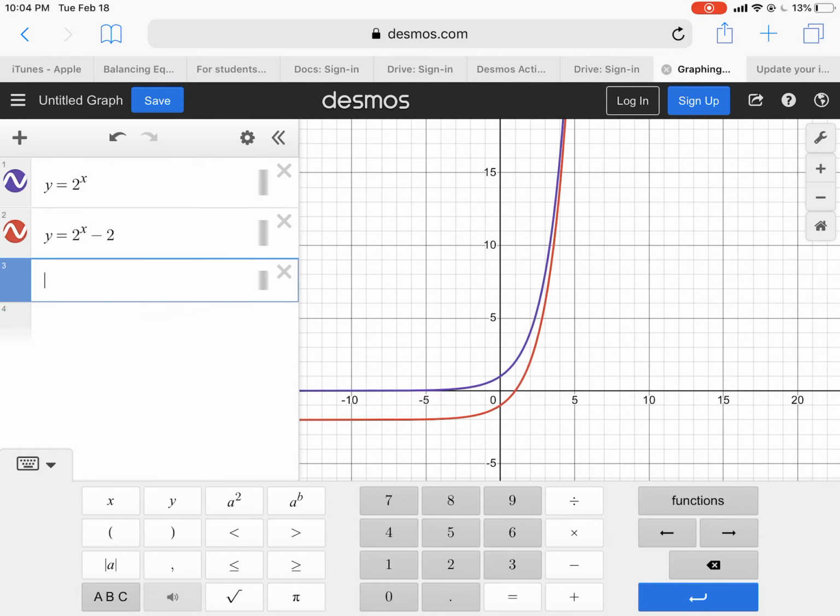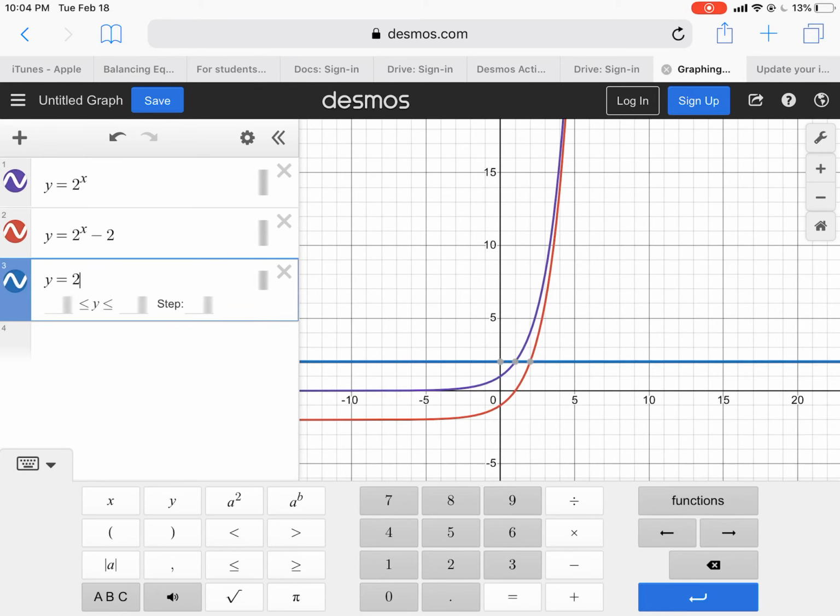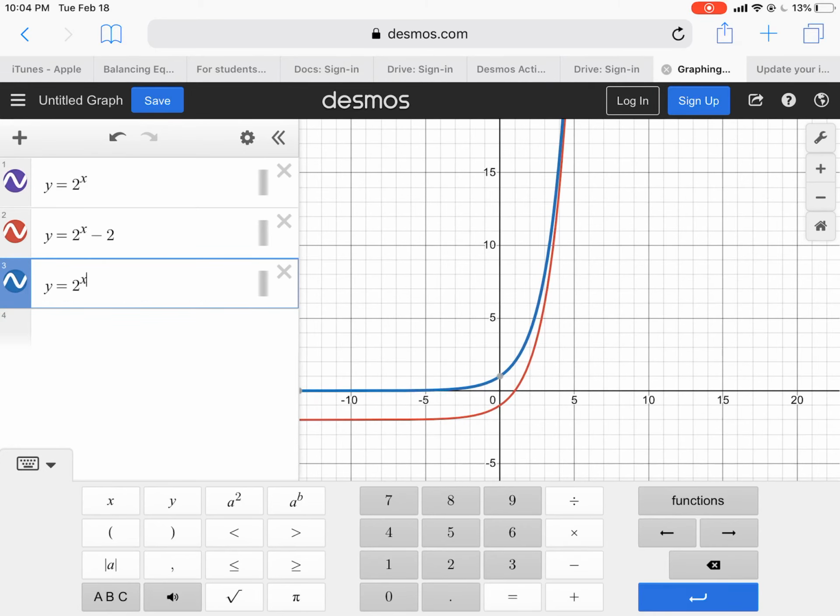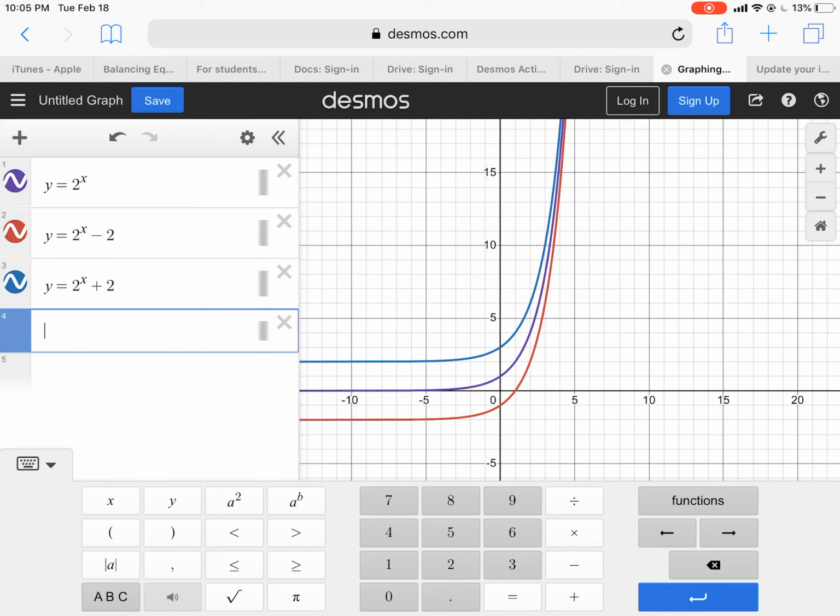Let me put in this one. So y equals, we'll stick with 2 to the x, and then I'm going to put in a plus 2, so that should move it up 2, okay? So that is like our k value, the k value. So let's look at what will move it right and left, which is your x value.